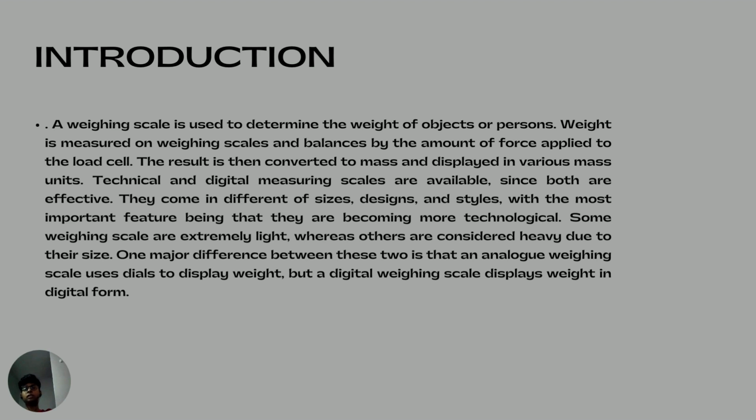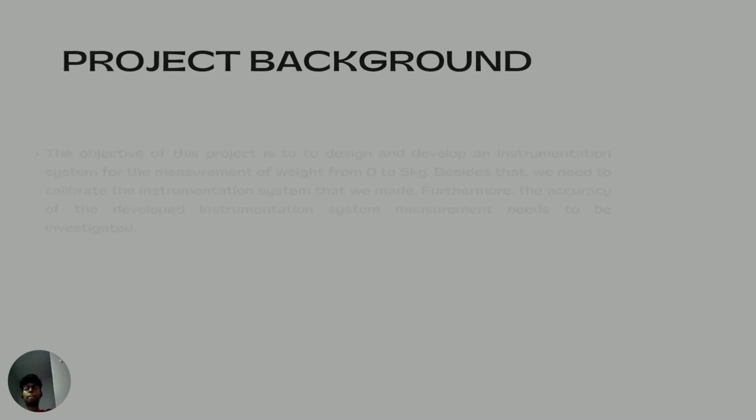They come in different sizes, designs and styles, with the most important feature being that they are becoming more technological. Some weighing scales are extremely light, whereas others are considered heavy due to their sizes. One major difference between these two is that an analog weighing scale uses dials to display weight, but a digital weighing scale displays weight in digital form.